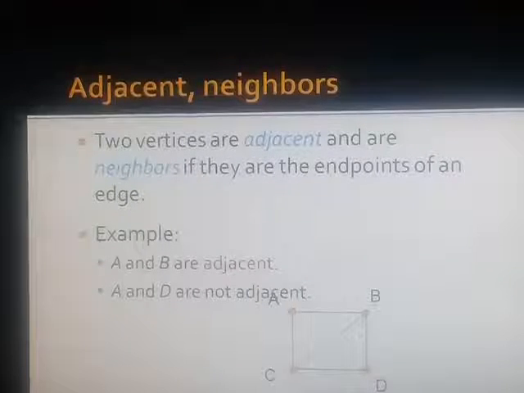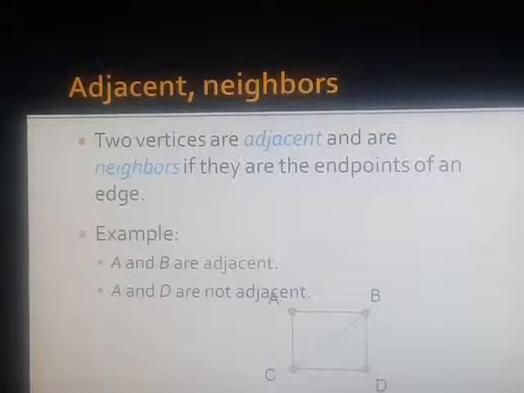For example, we have considered the vertices A, B, C, D. Adjacent means AB, AC, BD and CD. That is, AD is not adjacent.